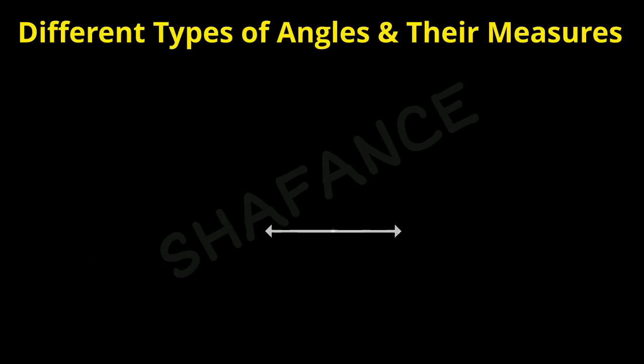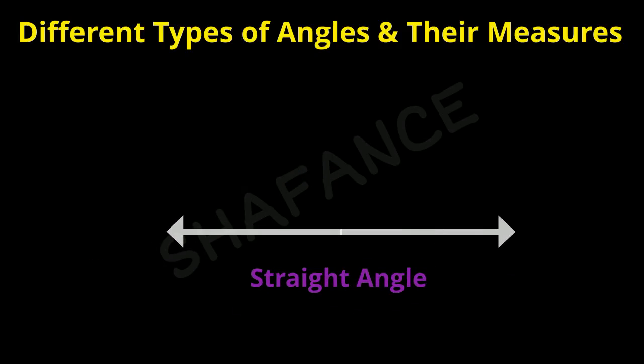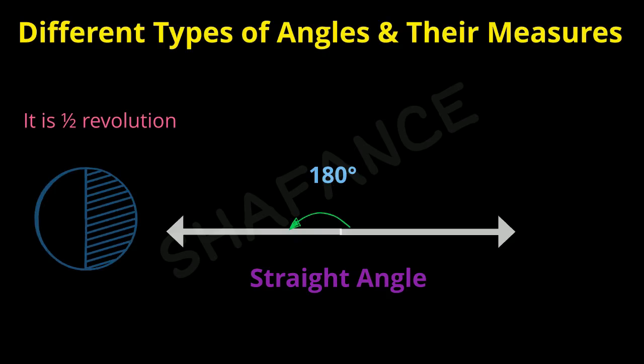Then we have the straight angle. It is equal to 180 degrees. As the name suggests, the rays combine to form a straight line. In terms of revolution, it is equal to half of the revolution.